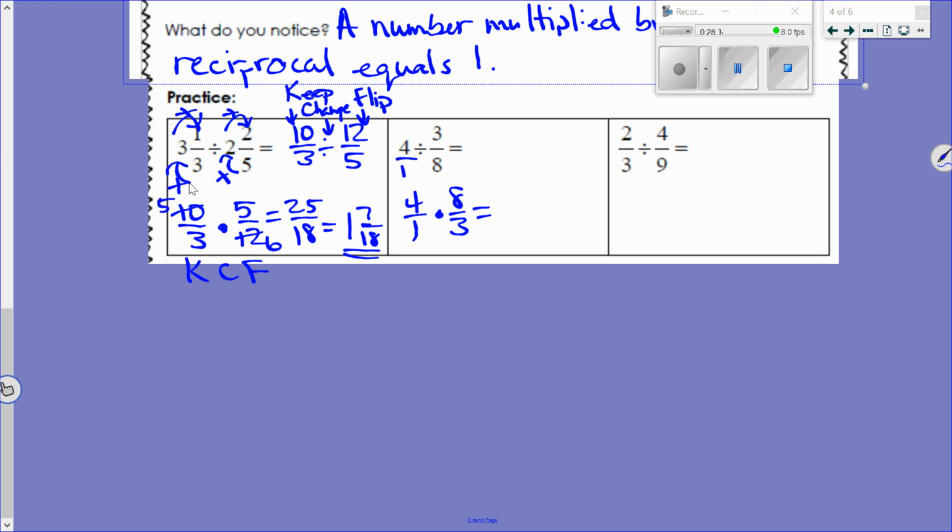So 4 times 8 is 32. 1 times 3 is 3. 3 goes into 32 10 times with 2 left over.